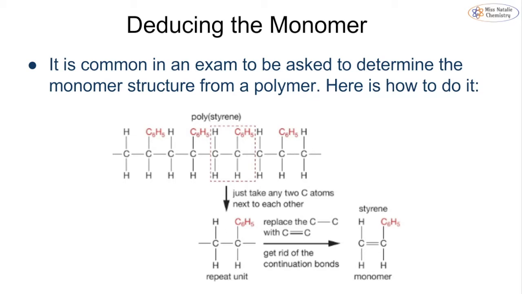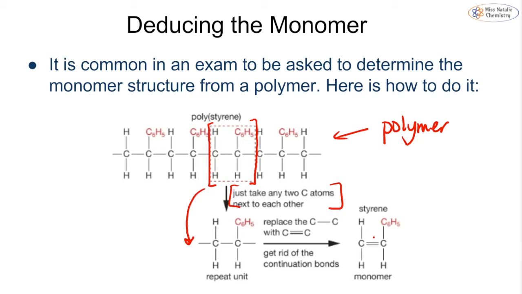All you have to do is take your structure here. This is the polymer that we've been given, and it's polystyrene. You've probably heard of the polymer, you just had no idea what it looked like. All you do is take any two carbon atoms that are together. In this case, I'm taking this section, and I remove that from the polymer. So all I've done now is rewrite it. And this is my repeat unit.